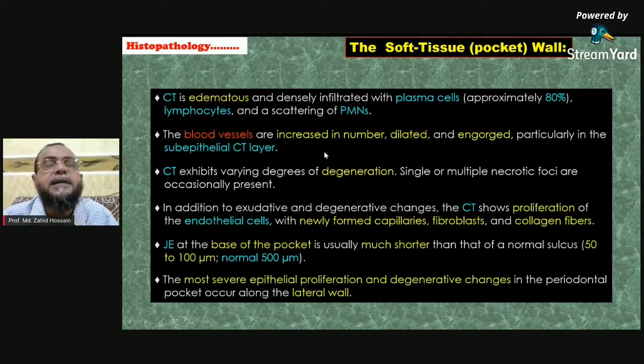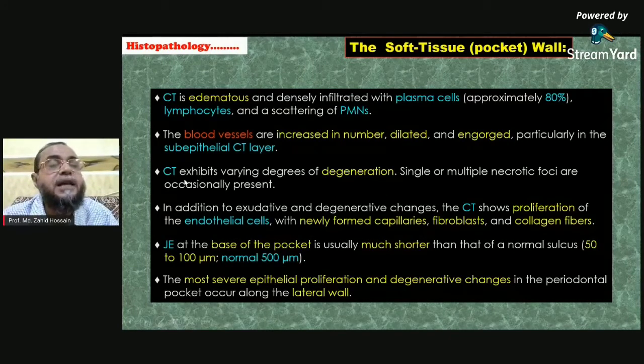The blood vessels are increased in number, dilated, and engorged, particularly in the subepithelial connective tissue layer. In the connective tissue layer, our vessels, the capillaries, will be engorged and dilated, so more and more blood will come through. So you will see the edema and the color change of the surface of our gingiva or periodontium.